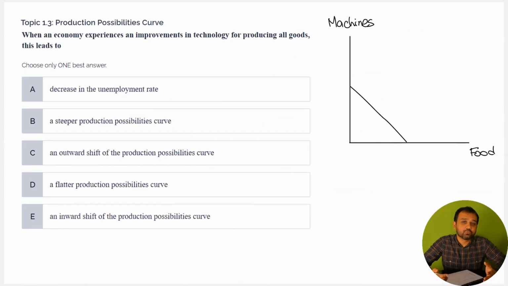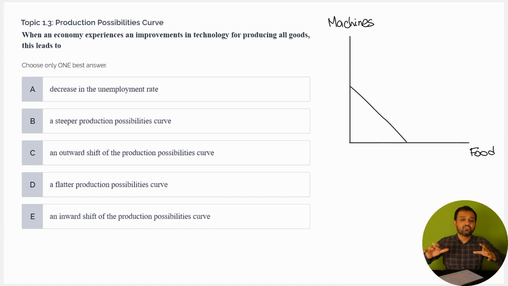In this question, we are being asked what happens when an economy experiences an improvement in technology. Now, technology is the skill and knowledge that people have in how to convert resources into goods and services. So when there's an improvement in technology, that means the economy or the people within it have learned how to use their resources more efficiently. They can get more out of those resources or produce more using the same amount of resources.